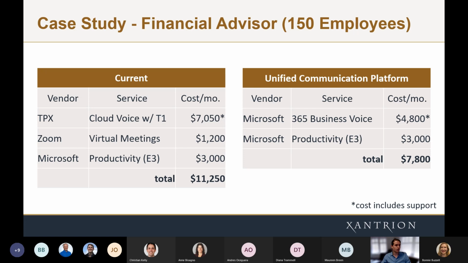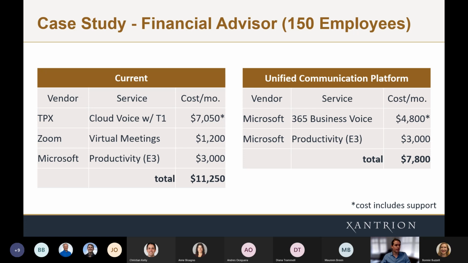On the left-hand side, they currently are working with Telepacific, which is now TPX, to host their cloud voice phone system. In addition, it comes with a T1 voice line, which we don't think is absolutely necessary this day and age, and I'll talk a little bit more about that in a second. There's also a Zoom meeting component that they have today, so they have virtual meetings external with their clients, and they're paying about $1,200 a month just for that platform alone.